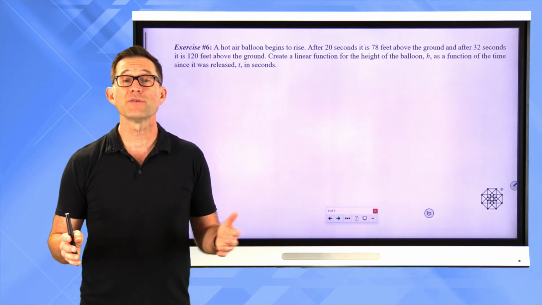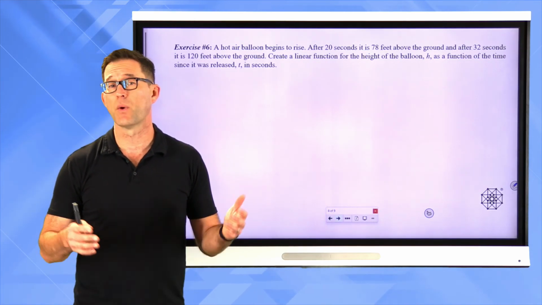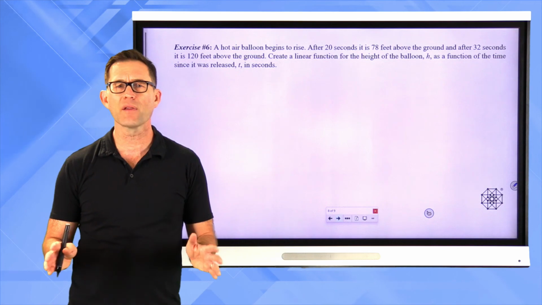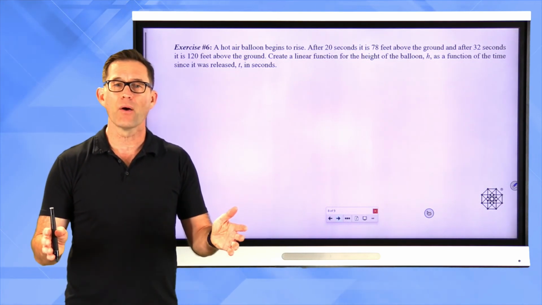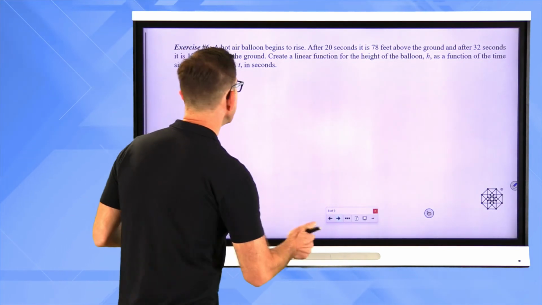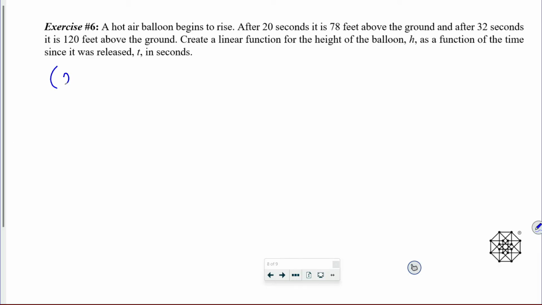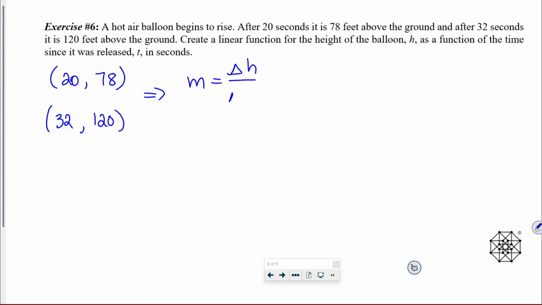Awesome. Well, there is nothing in this particular problem that says what form we have to leave it in or anything like that, but let's first lay out the 2 coordinate points, right? One of the points is going to be 20, 78, and the other point is going to be 32, 120. So I think that the first thing I should do is just simply figure out the slope, right? The slope, which is, I guess, maybe we'll do the change in height over the change in time.